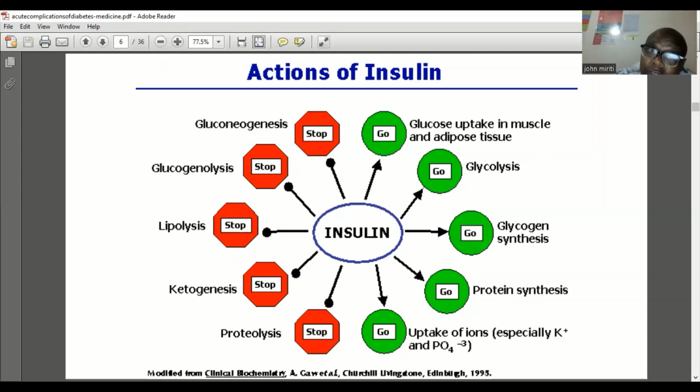It stops gluconeogenesis in the liver. It stops glycogenolysis in the tissues. It stops lipolysis, the breakdown of the adipose tissues, and it stops ketogenesis in the liver. That is the simplest way insulin works. There is what it stops and what it promotes.